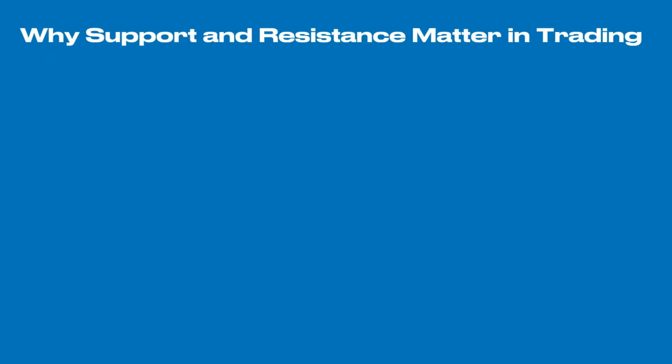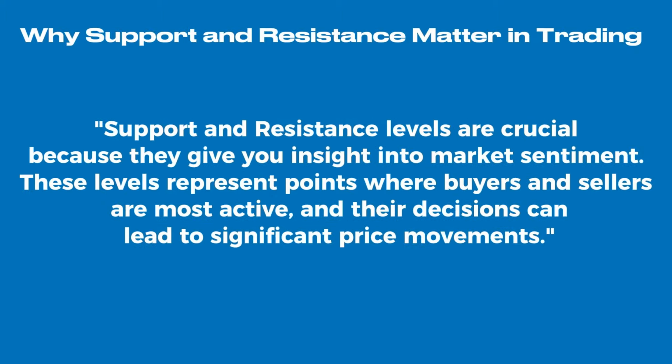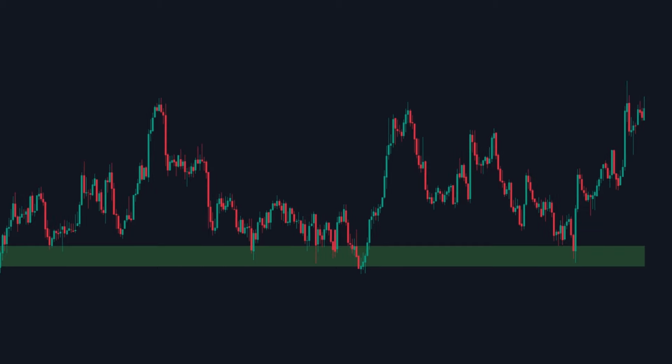Why support and resistance matter in trading? Support and resistance levels are crucial because they give you insight into market sentiment. These levels represent points where buyers and sellers are most active, and their decisions can lead to significant price movements. When price reaches a support level, buyers step in, causing the price to move upward. If the price breaks below support, it may indicate a shift in market sentiment and the start of a potential downtrend.